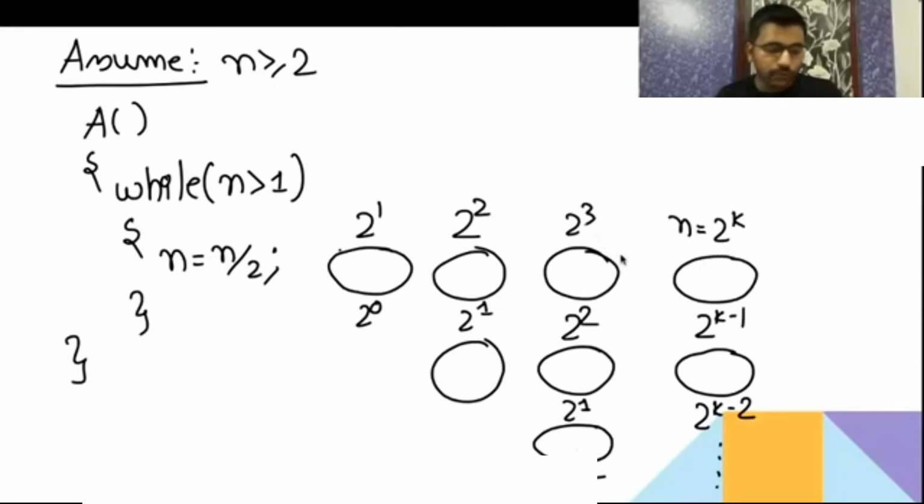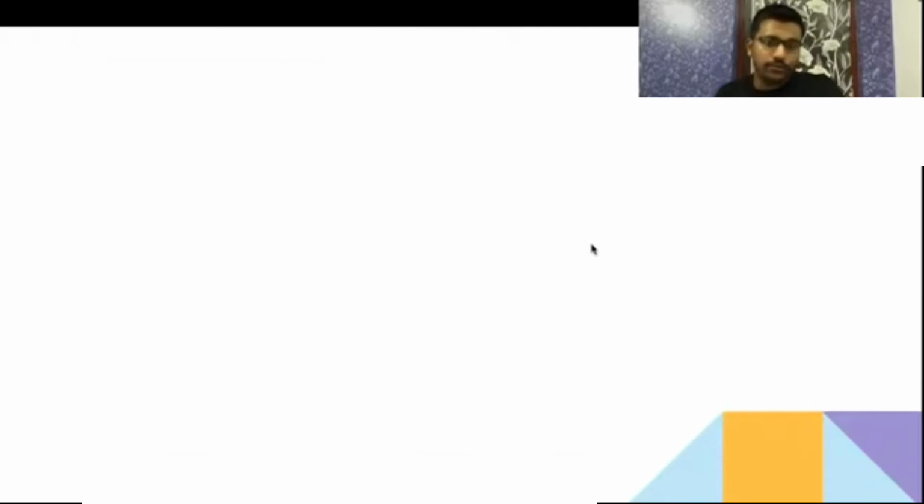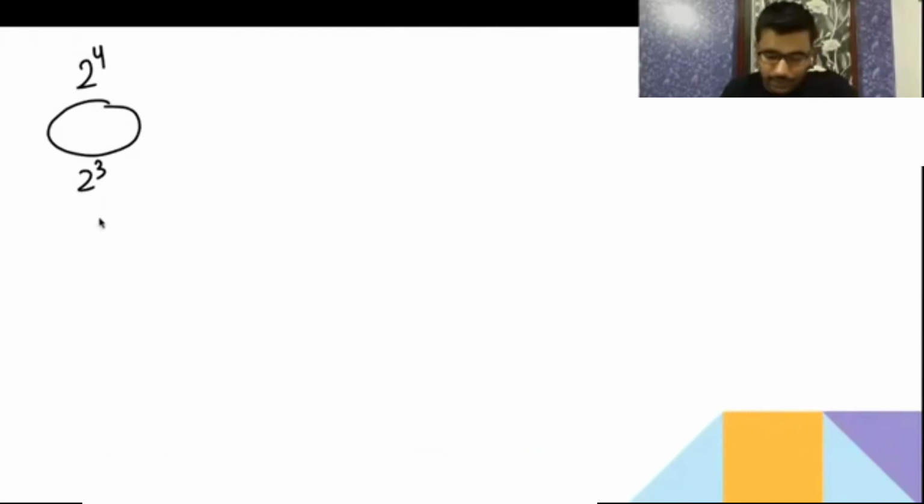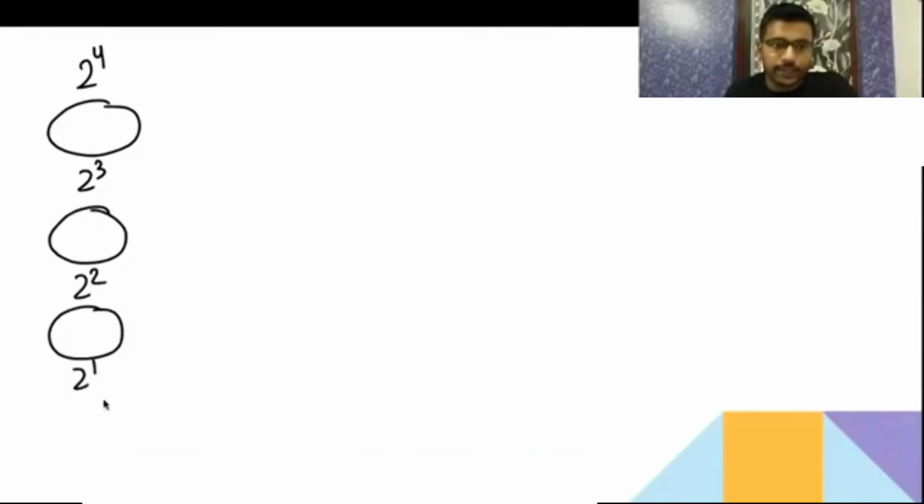Then 2 to the power 4, when I take 2 to the power 4, then here 2 to the power 3, then 2 to the power 2, then 2 to the power 1, then it's 1. So it has executed 4 times.